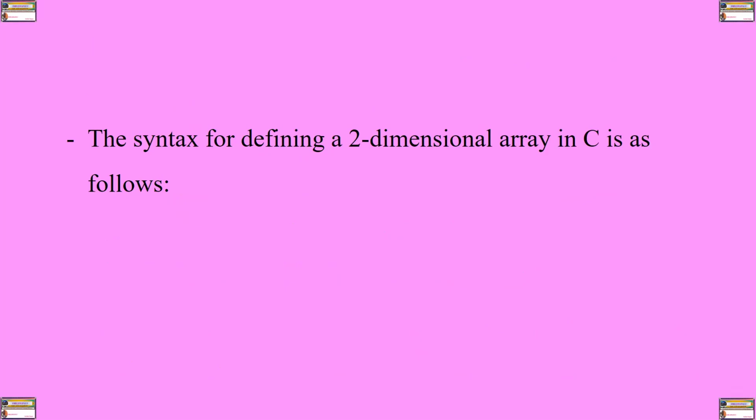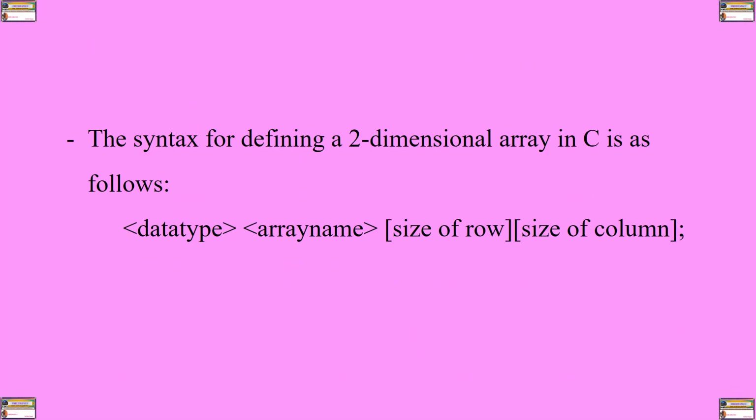The syntax for defining a 2-dimensional array in C is as follows. If we want to tell the compiler to reserve for us memory locations that are going to accommodate a 2-dimensional array, then we can do it as follows. We have the data type followed by the array name. Remember, the array name is the one which helps you identify what the values that are going to be stored in that memory location represent. Then we have the size of row, how many number of rows, and then the size of column, that is how many number of columns.